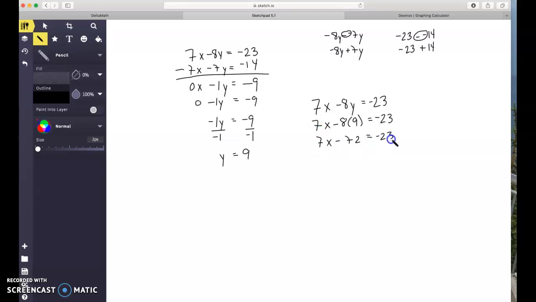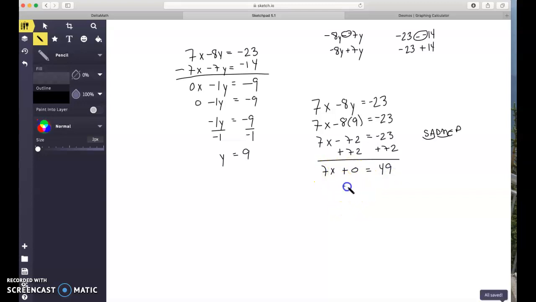equals negative 23. I want to get x by itself, so this is where SADMAP comes into play, right? So I'm going to get rid of the added or subtracted term from my variable first. So the opposite of minus 72 is plus 72. If I do it to one side of my equal sign, I have to make sure I do it to both sides of my equal sign. 7x negative 72 plus 72 is 0. And I like to write that because it's my check along the way. Negative 23 plus 72, that will give me 49.